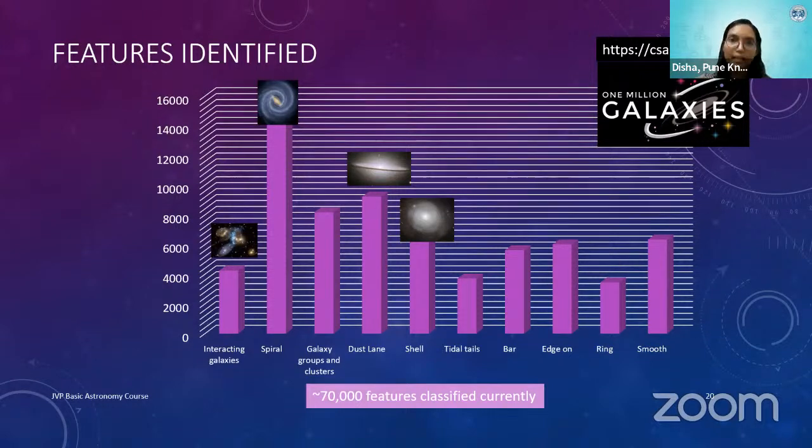We need much more data to be analyzed, which is why we use podiums like this to advertise the City 1 million galaxies project. But what we see is mostly the spiral feature gets picked up very dominantly by citizens, followed by dust lane, shell, and interacting galaxies. So far we have received around 70,000 answers. So technically 70,000 features have been looked at by the smart citizens.